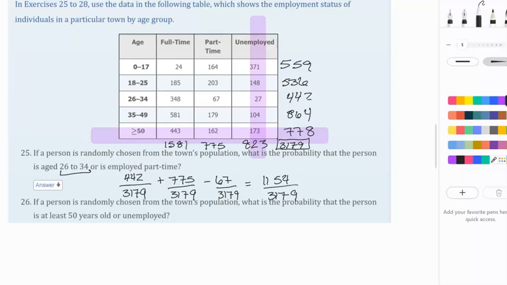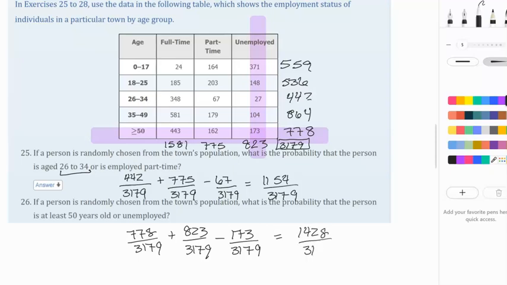So at least 50, that probability is going to be 778 out of 3179. Unemployed would be 823 out of 3179. But notice that 173 got counted twice, so we're going to subtract it. I got 1428 out of 3179.